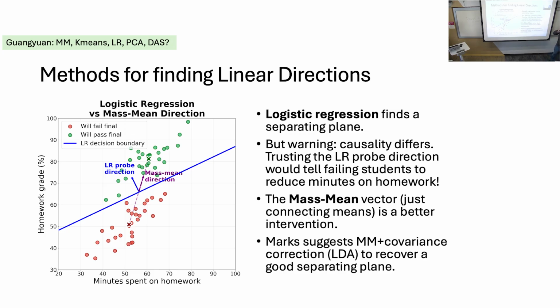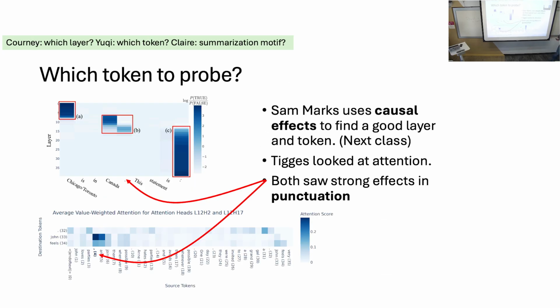It's a different method called linear discriminant analysis. So that's what Sam proposes in his paper. Okay, is that more than you wanted to know about how to find a linear direction? There's a lot of other things that people can do.